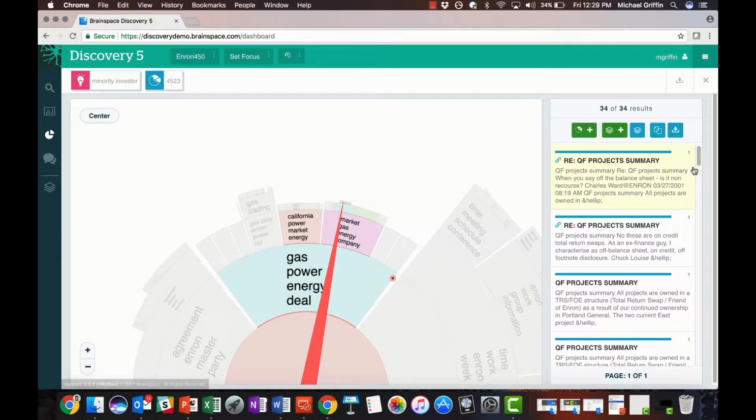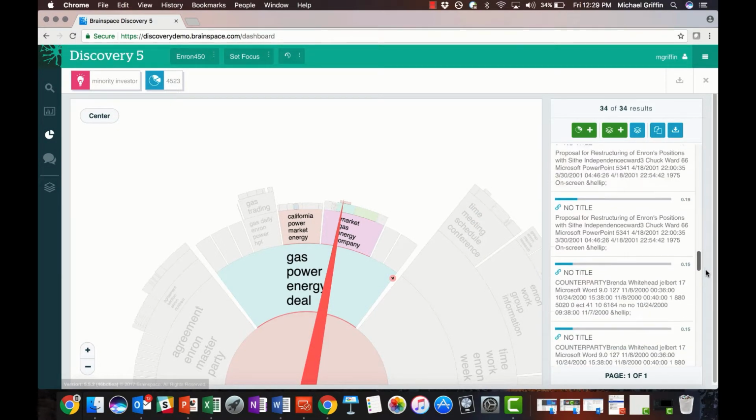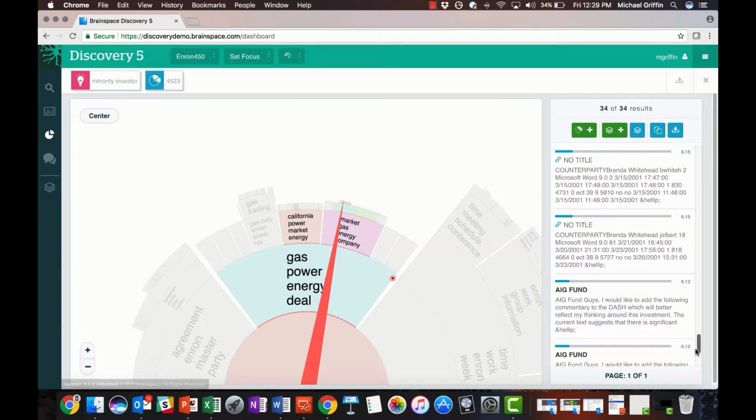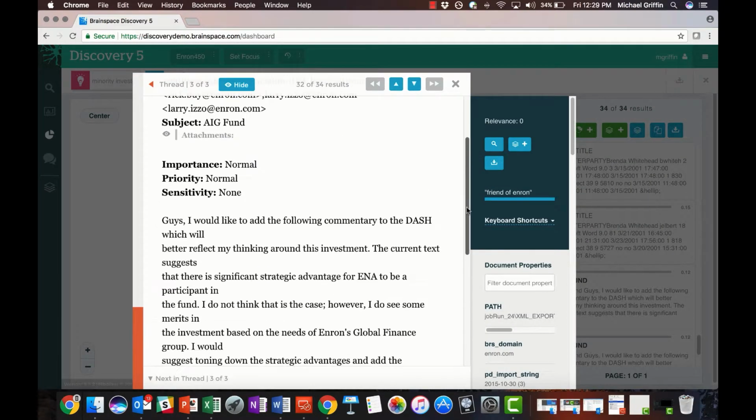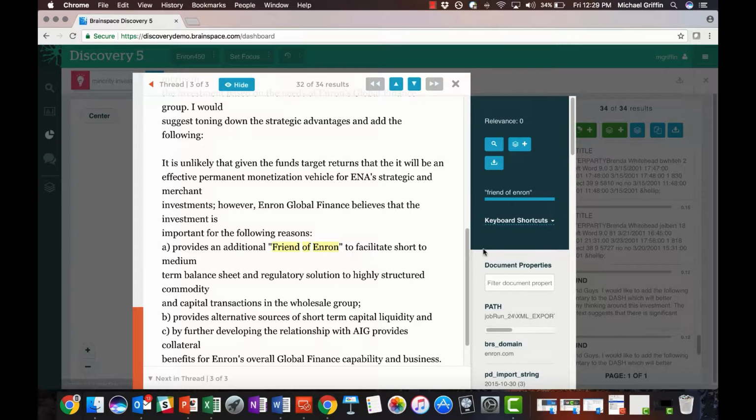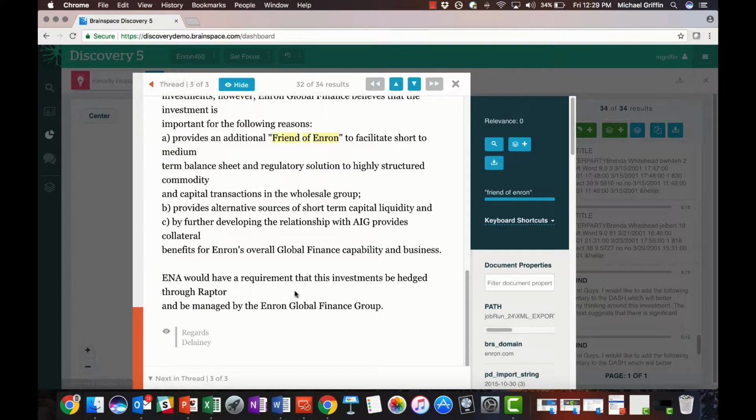So let's continue to move through these results, and we'll eventually come to this document that's particularly interesting, AIG fund. And if we read through this document, there's our friend of Enron. And the last sentence is really what's interesting. This is talking about ENA would have a requirement that these investments be hedged through Raptor. So what is Raptor? In my understanding of Raptor, in a more generic sense, it's predatory birds, dinosaurs, things like that. But in the Enron data, it takes on a completely different meaning.